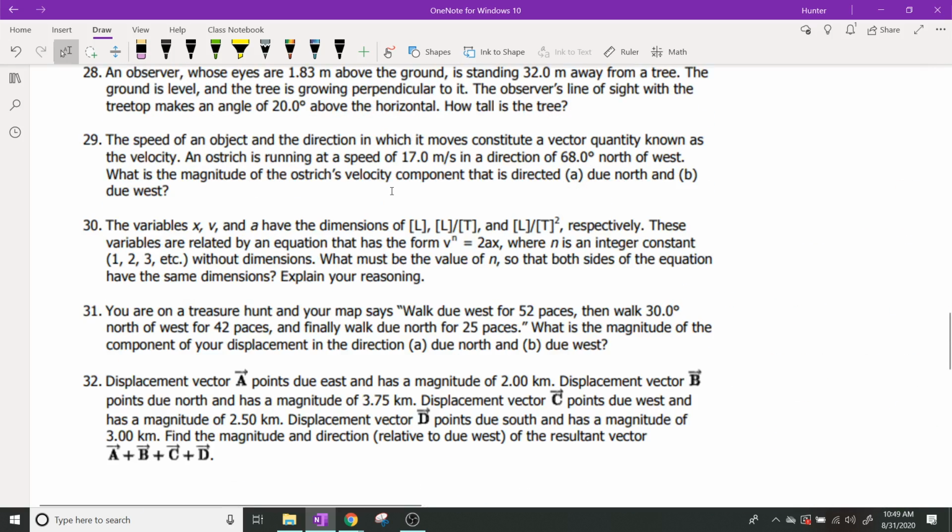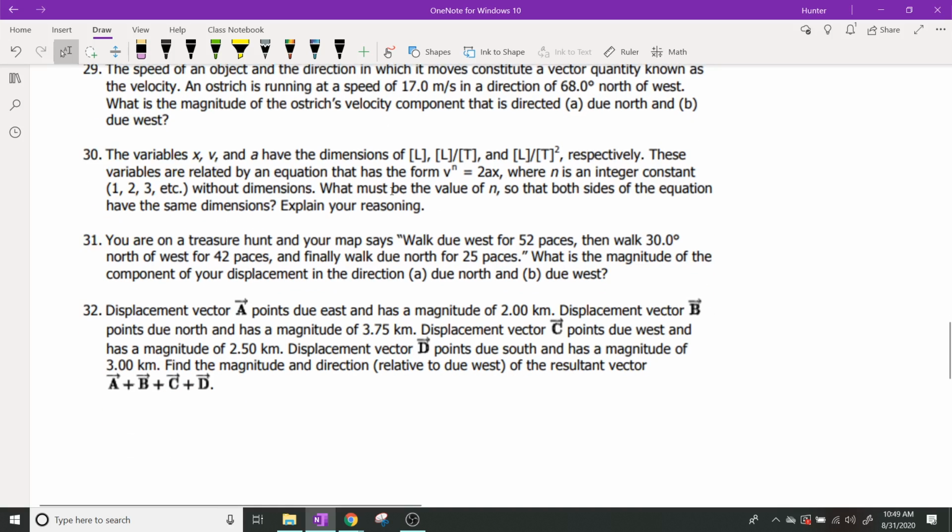What else we got here? Do y'all want to do 29, or do y'all want to do 30, or are y'all okay? It is alphabet soup. 32. Okay. It is plug and chug as well too. So I'll do 32.